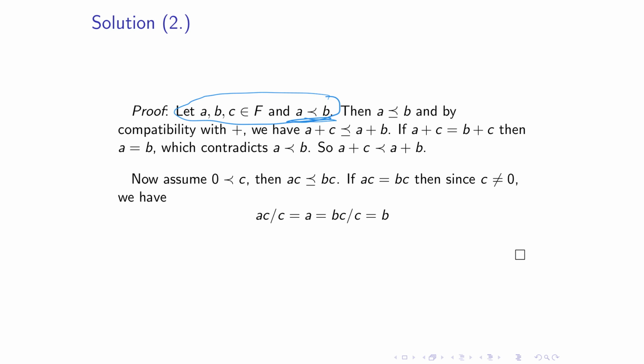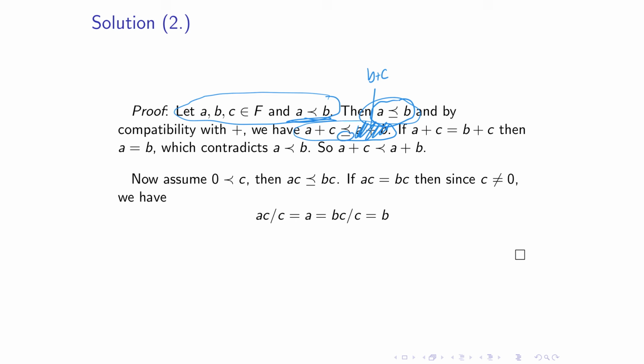So since, immediately by definition, A precedes B tells us that A precedes-or-equals B, then by compatibility with addition, we can add, and there's a typo here, sorry, this should just be B plus C. So it's taking this and using compatibility with addition, which allows me to add C to both sides. And then we have most of what we need for strict precedence. The only problem is that it's not strict.